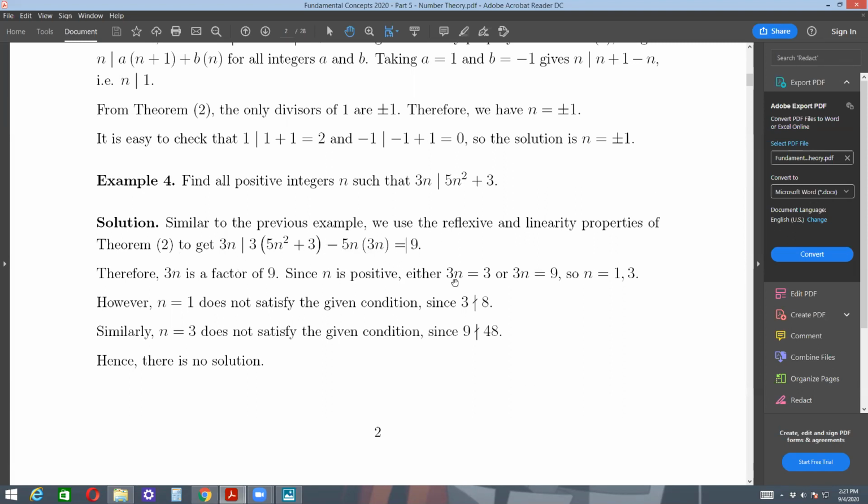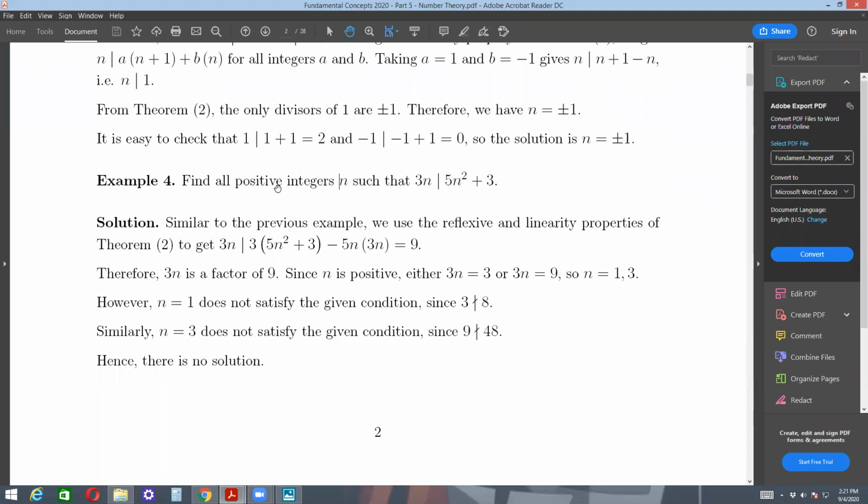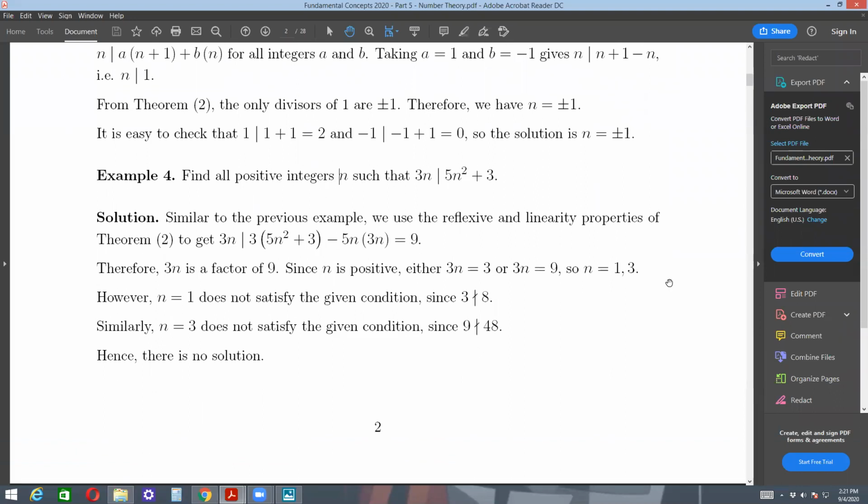So I know that 3n divides 9, right? So I could simplify it like this, or I could just say, well, what are the divisors of 9? Now, it's positive integers. So if n is positive, 3n is positive. So I don't have to consider negative here. All right, before it was just all integers, so I had negative to consider. So be careful with what the domain is.